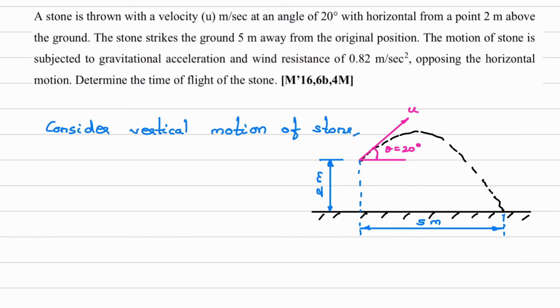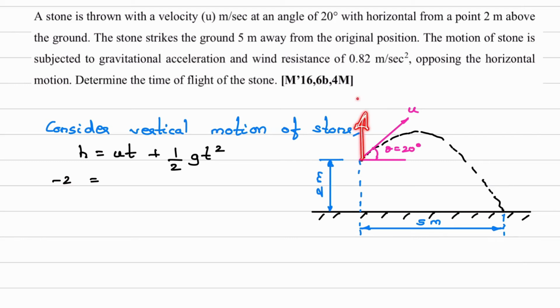So for vertical motion of the stone, h is equal to ut plus half gt square. Now what is the height of point O with respect to the point of projection? This is the point of projection and this is the point of target. This height is in the negative direction, y is negative, so minus 2 meter. So h will be minus 2 equal to, what about u? It is in the upward direction, right?